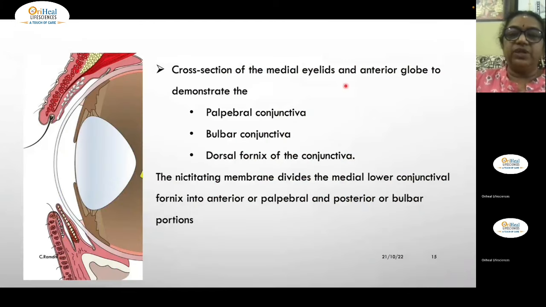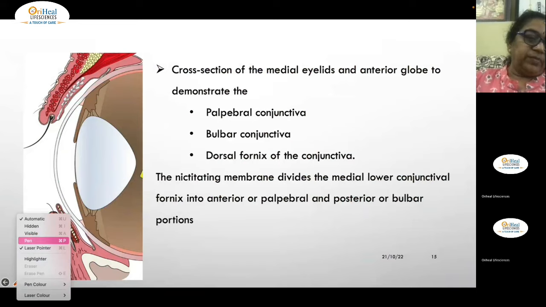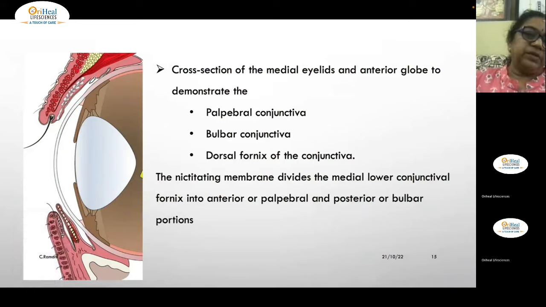This is a cross section of the medial eyelids and anterior globe. So this is mainly to demonstrate again the palpebral conjunctiva, then the bulbar conjunctiva. It ends at the level of the, what is this area? This is the limbus and the dorsal fornix. So here you can see this is the dorsal fornix. I can show you like this. This area is the dorsal fornix.